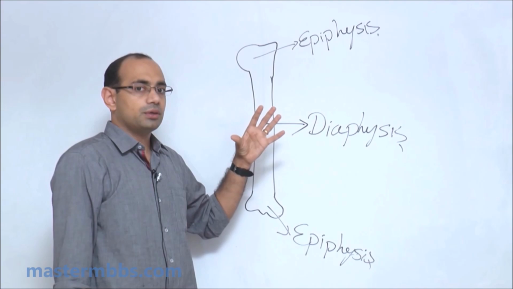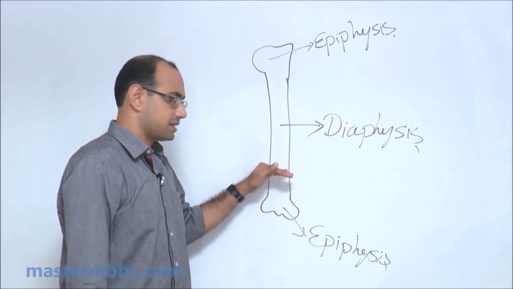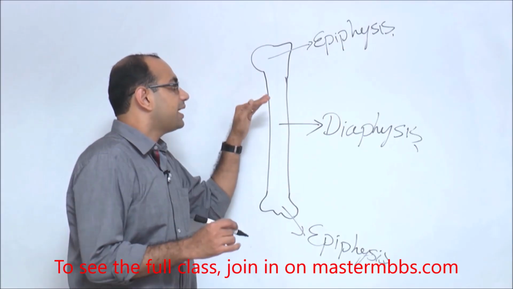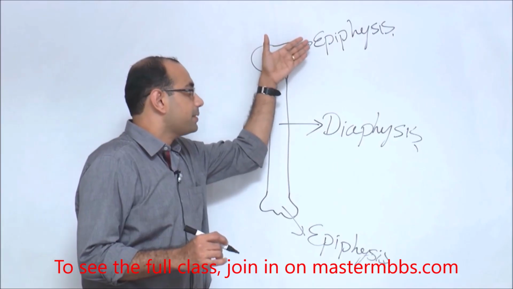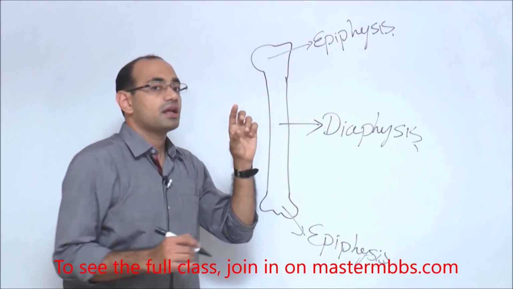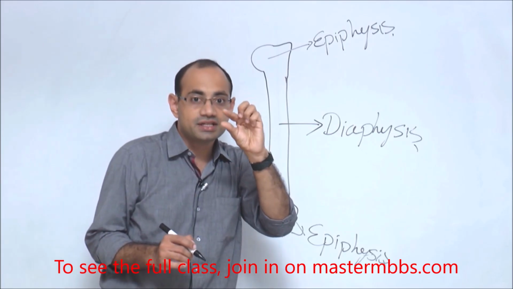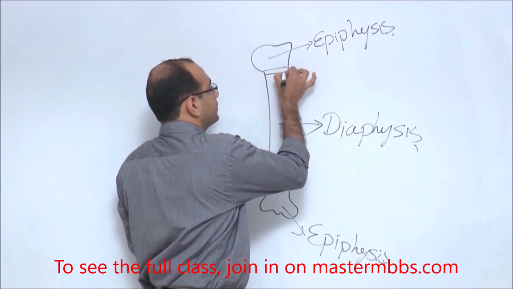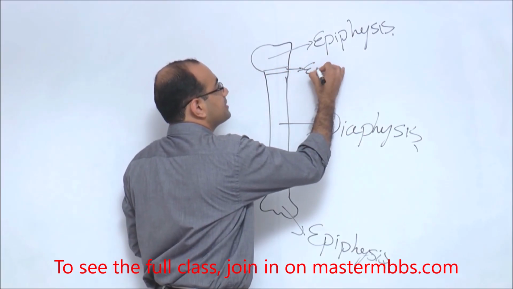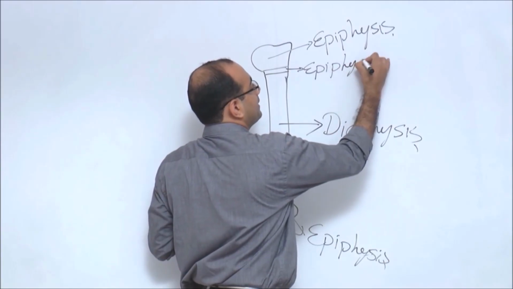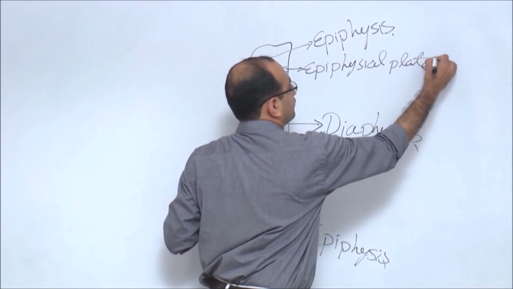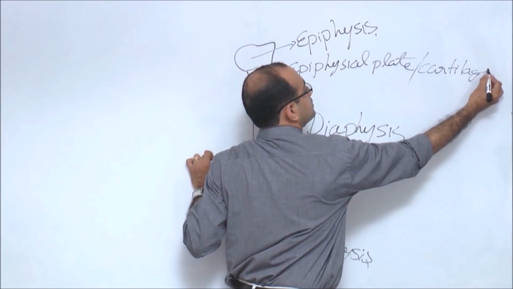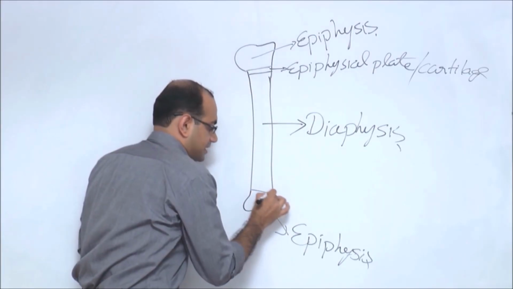If you are asked about the parts of a long bone, you'd say there is a diaphysis forming the shaft and the two epiphyses, and also what else do you have? You have the junction between the epiphysis and the diaphysis. There you will have a cartilaginous plate, a hyaline cartilaginous plate. Okay, this is called the epiphyseal plate or cartilage. Some books give it as plate, some books give it as cartilage. So this is an epiphyseal plate or epiphyseal cartilage.